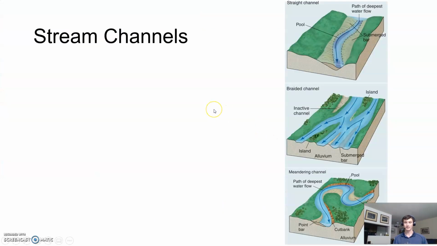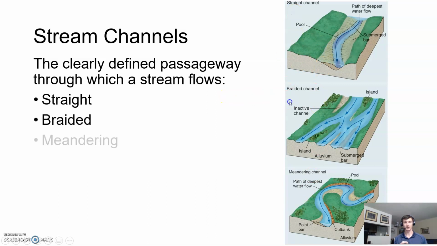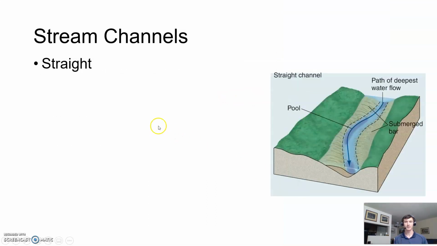Now, we talk about our stream channels where the water flows through. These are clearly defined passageways where the stream flows. We're going to talk about a couple different types, which you can see on the right here. We have straight, braided, and meandering. So a straight channel, and this doesn't mean perfectly straight. You're never going to see a perfectly straight, not curved at all sort of river, but it is primarily straight, especially compared to the others that we're going to see in a bit.